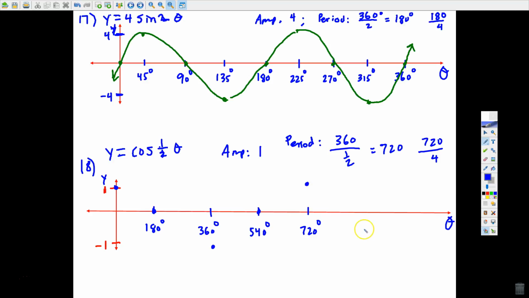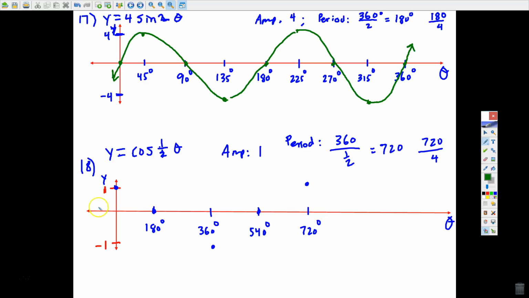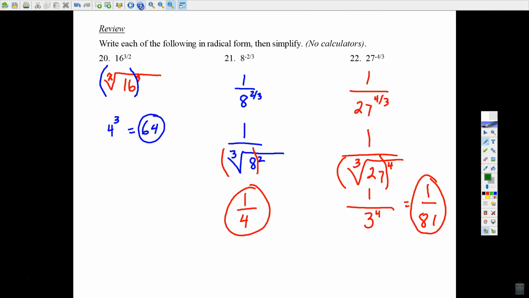Okay, and so that is one complete period. You notice how we've gone through, and now we're starting all over again. And I'll connect those dots, and we will be done. Okay, and that completes it.